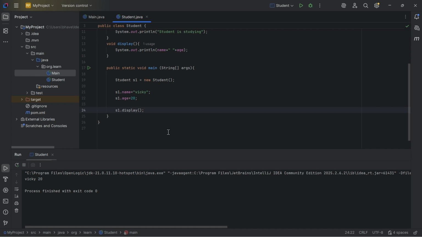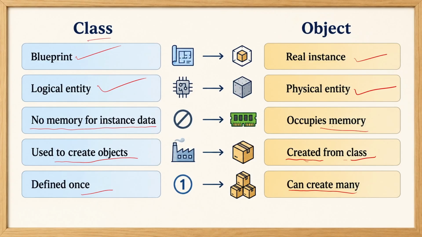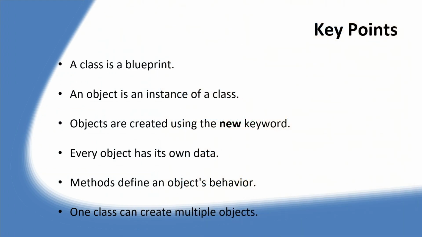So we need to remember some key points. What are those key points? Let's quickly summarize what we have learned so far. A class is a blueprint, a template you can say. An object is an instance of a class, the final product of a class. Objects are created using the new keyword. We have seen in IntelliJ how we use the new keyword, and whenever we use it, the object is created where? In the heap memory.